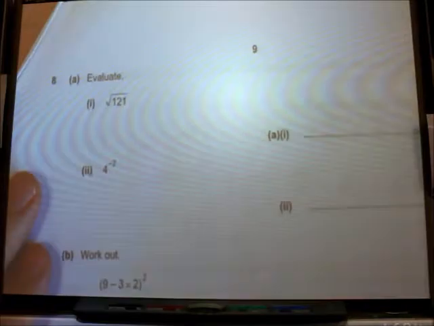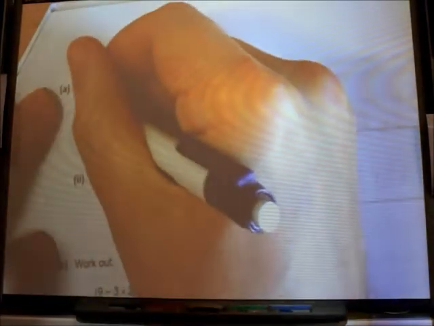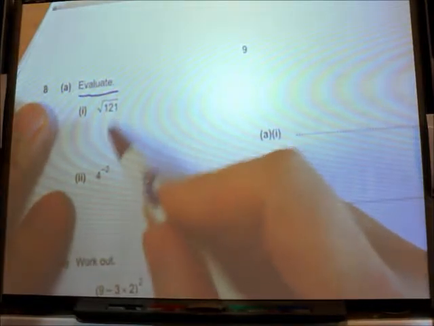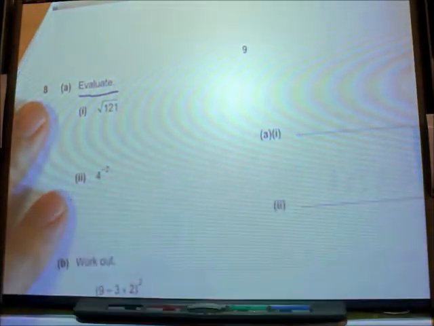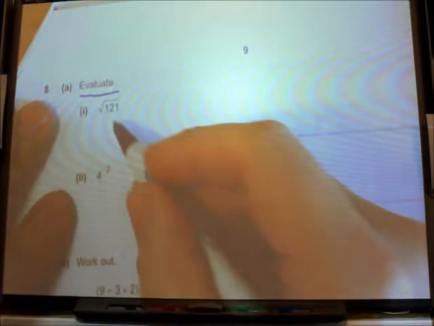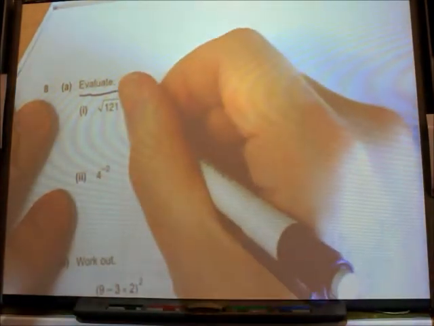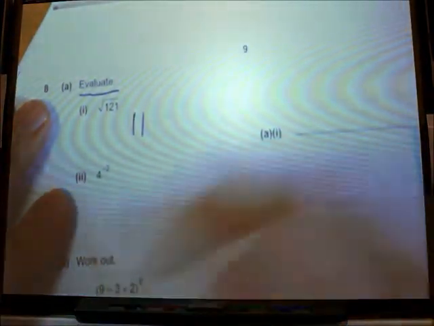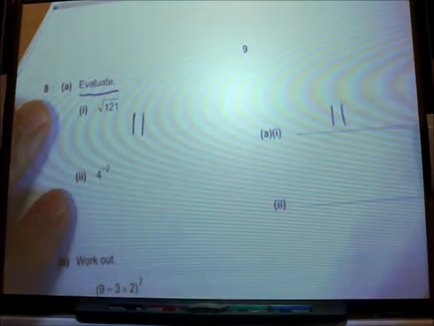Question number 8, evaluate. That's one of those words they use in maths exams. It's just making it a little bit too complicated. It basically means work out. So work out the square root of 121. Obviously it's a non-calculator paper. You're expected to know that 121 is a square number, and it is 11 squared. So the square root of 121 is 11, because 11 times 11 is 121.